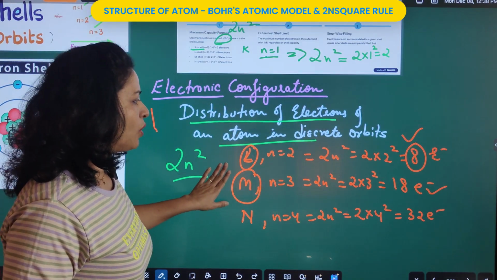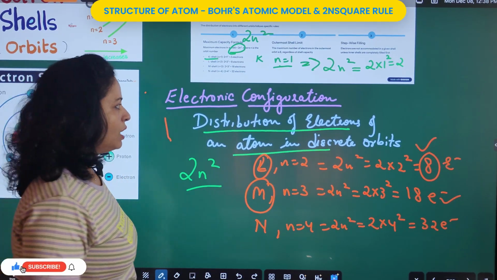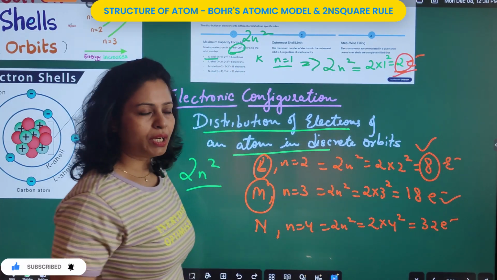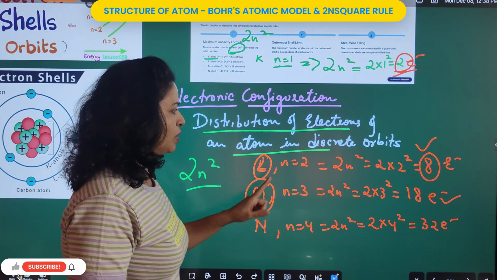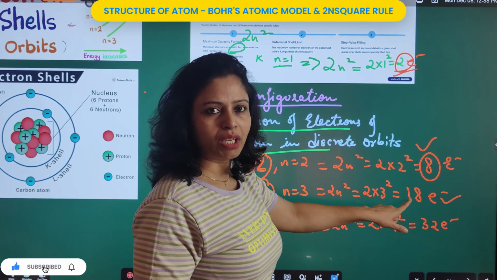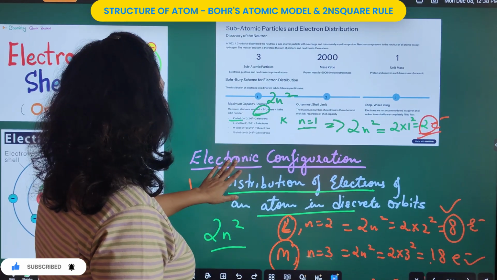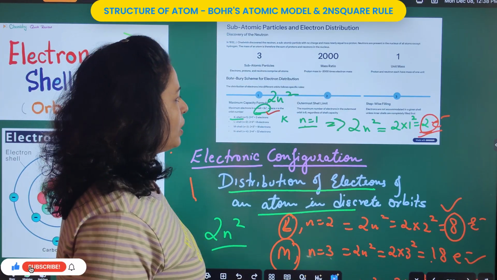So this is the electronic distribution, how electrons are distributed in different energy levels. The K shell has a maximum capacity of holding 2 electrons, the L shell 8 electrons, the M shell 18 electrons, and the N shell 32 electrons. So that was what was given by Bohr in the 2n² rule.